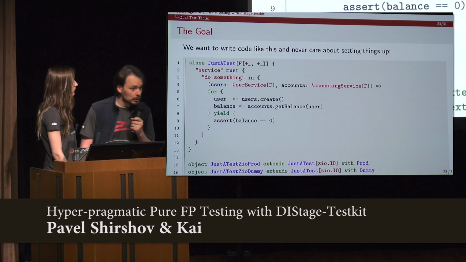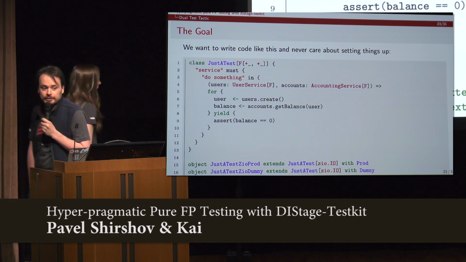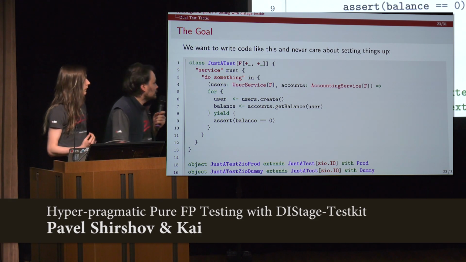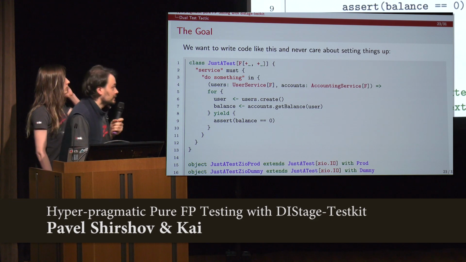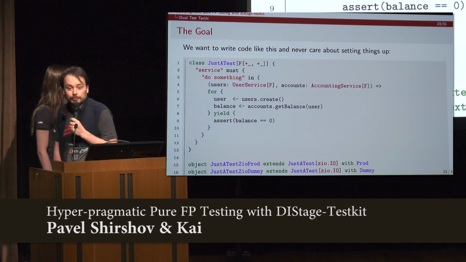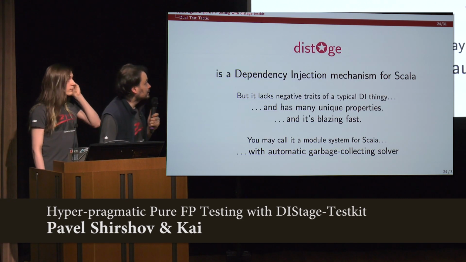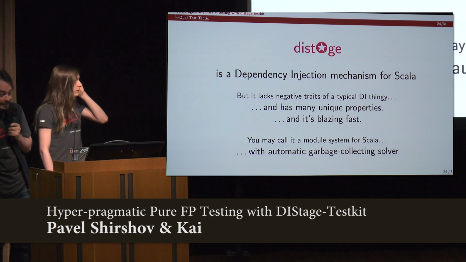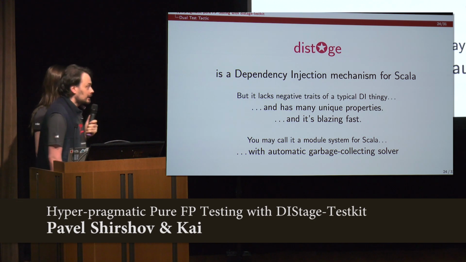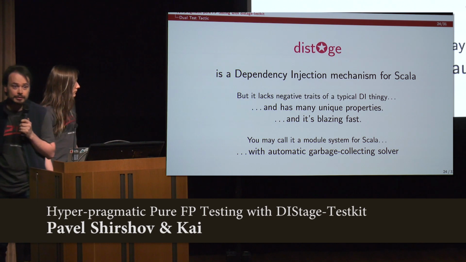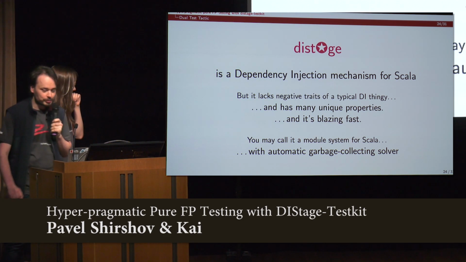What is our goal? We want to write our abstract test suites as functions, taking all their dependencies as arguments. And we want to be able to easily mix our abstract test suites with their environment definitions. So this is an almost working example of the code we want to write. And we made the thing which makes it possible. It's named DIStage. It's a dependency injection mechanism for Scala, which lacks the negative traits of your typical DI thingy. It has many unique properties, and it's blazing fast. It may give you sub-millisecond timings on a hot JVM. You may actually call it a module system for Scala with an automatic garbage collecting solver. I'll explain it a little bit later.